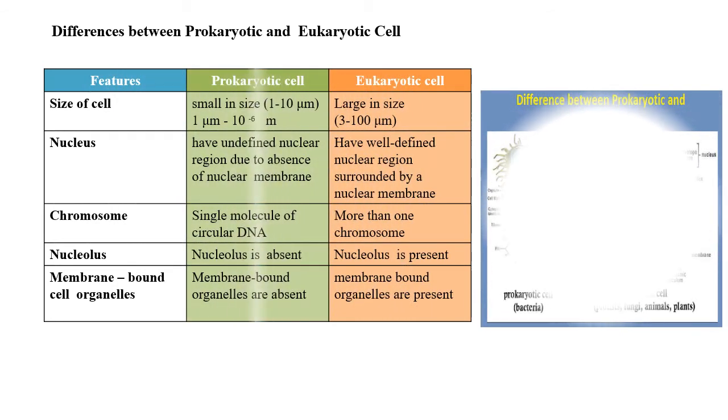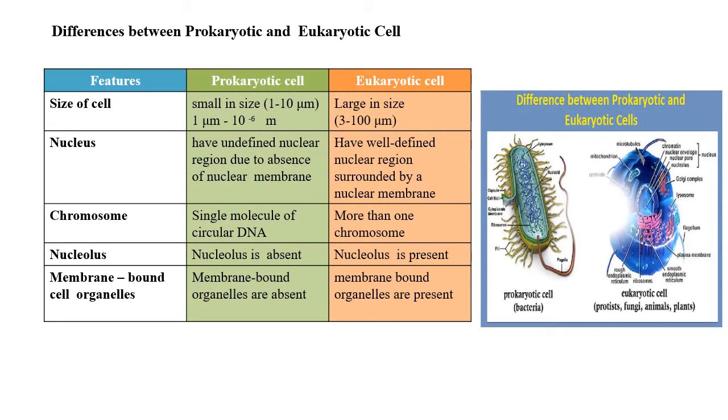In this slide, let's see the differences between prokaryotic and eukaryotic cell based on features like size of the cell. In prokaryotic cell, it is small in size, that is 1 to 10 micrometer. In eukaryotic cell, it is large in size, that is 3 to 100 micrometer. Nucleus: prokaryotic cells have an undefined nuclear region due to absence of nuclear membrane. In eukaryotic cell, there is a well-defined nuclear region surrounded by nuclear membrane.